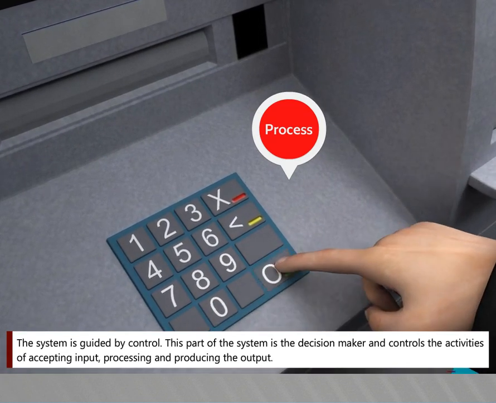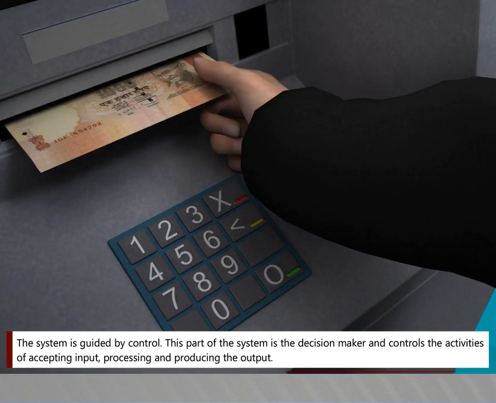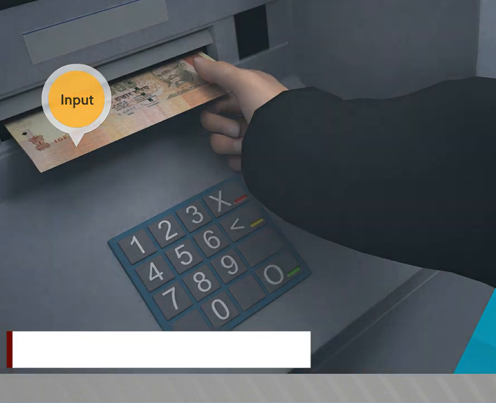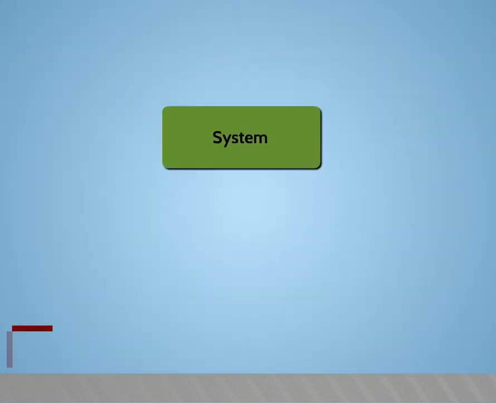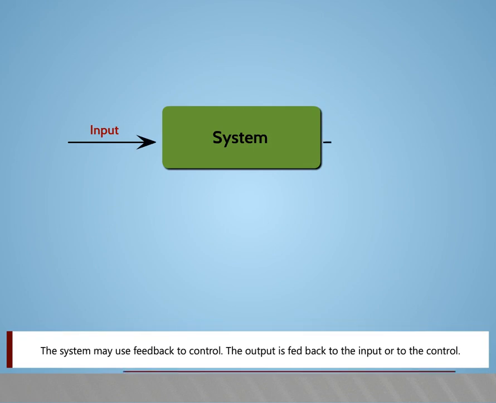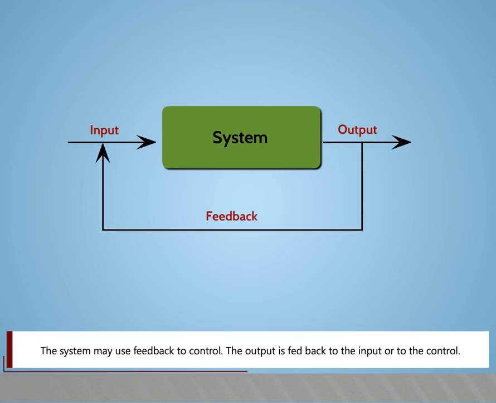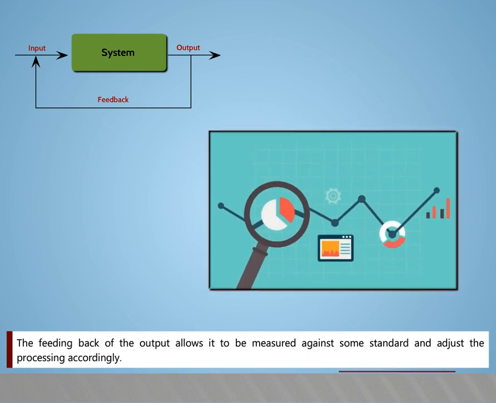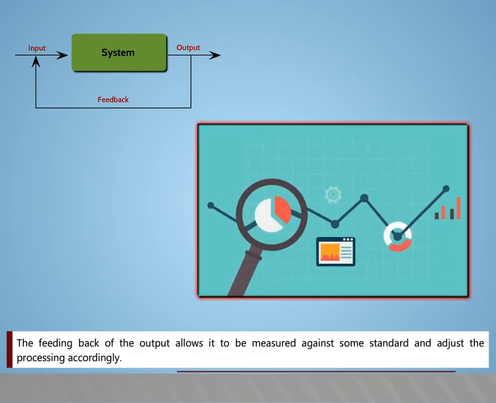The system is guided by control. This part of the system is a decision maker and controls the activities of accepting input, processing, and producing the output. The system may use feedback to control. The output is fed back to the input or to the control. The feeding back of the output allows it to be measured against some standard and adjust the processing accordingly.